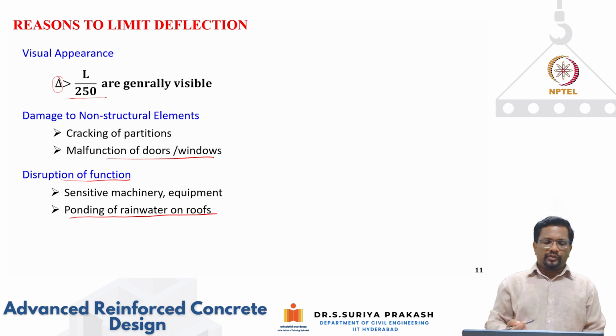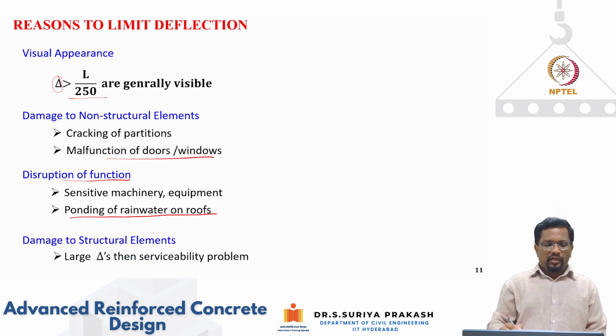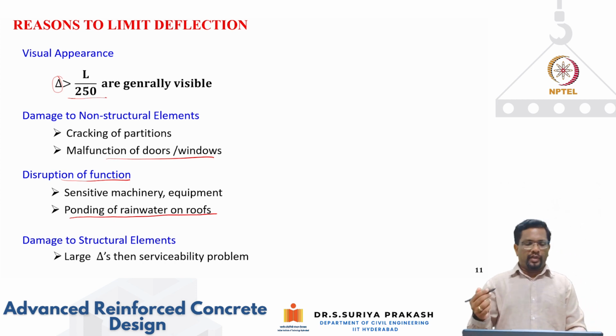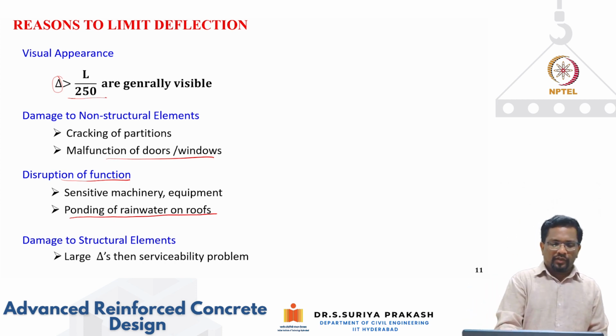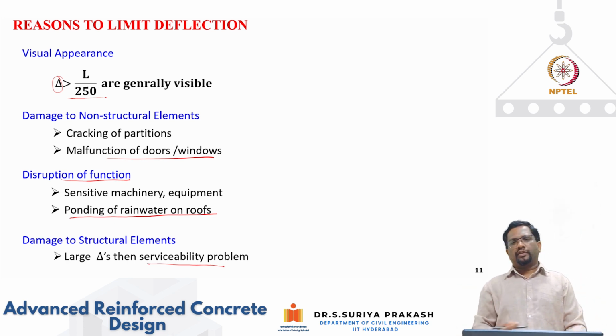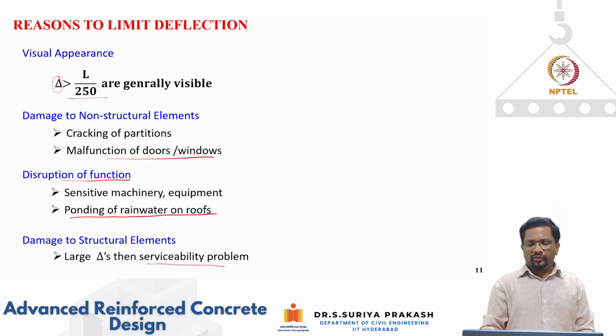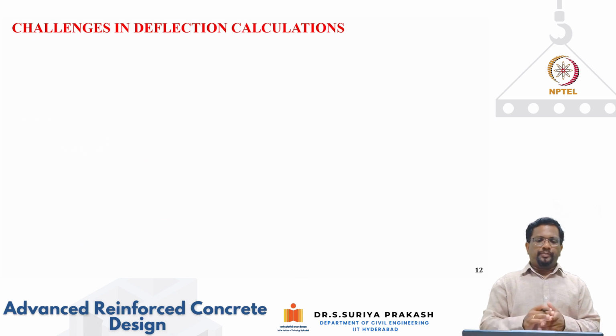So again, ponding of rainwater on roofs also can be an issue. And if you're not careful, it can lead to large deflections, a serviceability problem, and can lead to damage of other structural elements as well. So that also we need to be very careful. This is the reason we need to limit deflections, right?